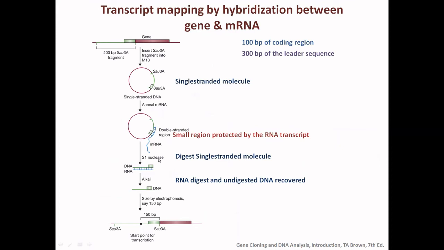So the S1 nuclease will digest the single-stranded area, so only the hybridized area will be there. After that, the treatment with alkali will digest the RNAs. So we have only the DNA. And in this way, we will know what is the start point for our transcription.